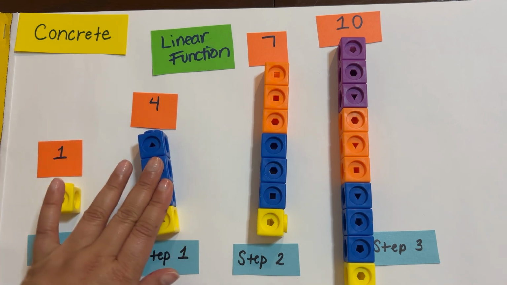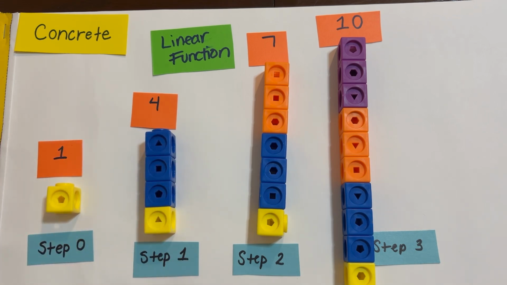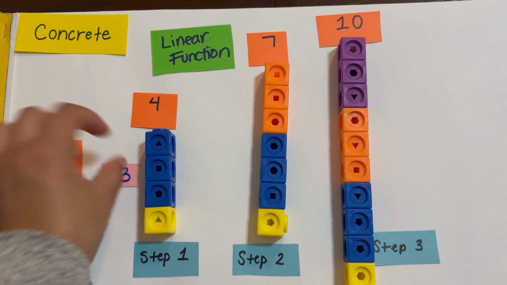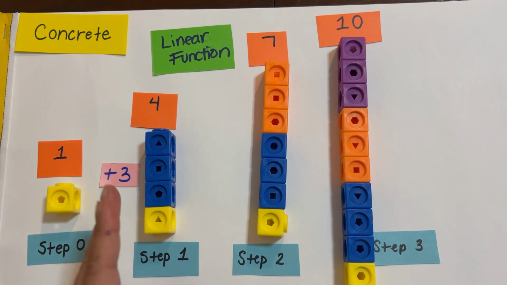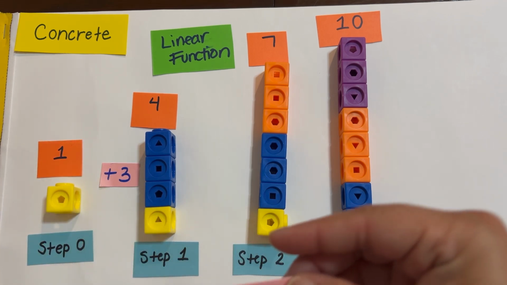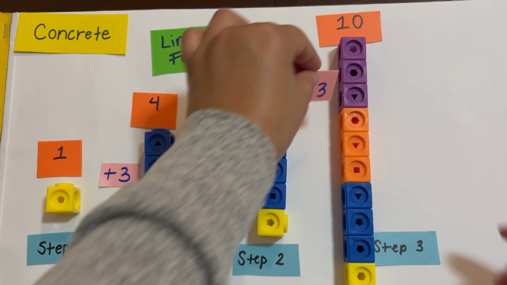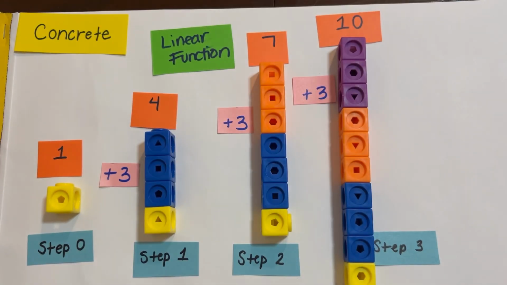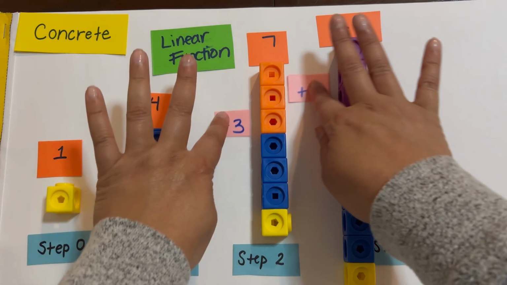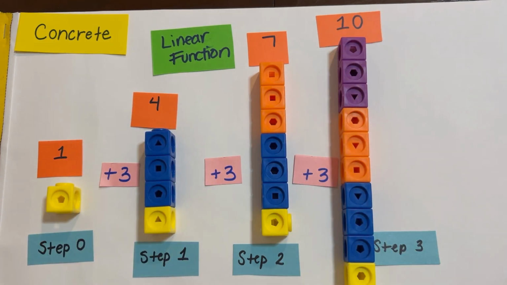We can see that from step 0 to step 1, we've added 3 blue blocks. From step 1 to step 2, we've added an additional 3 blocks. And from step 2 to step 3, we've added an additional 3 blocks. Each time we're adding 3 blocks, the same number of blocks.